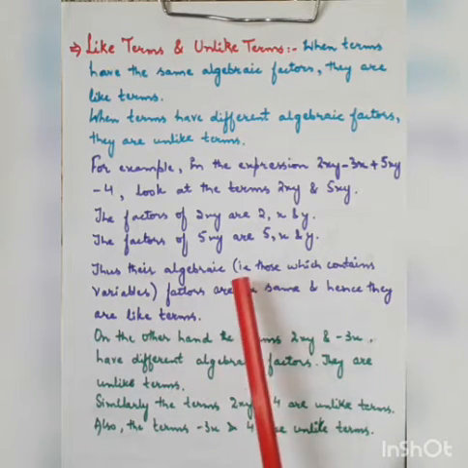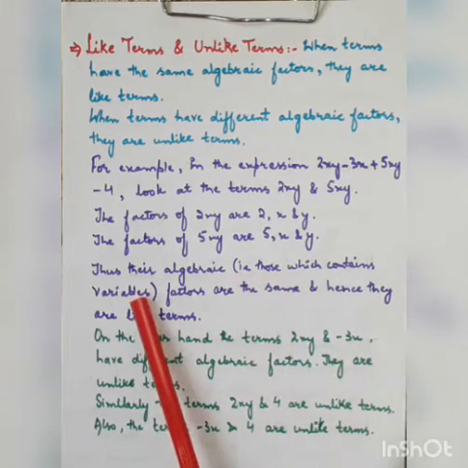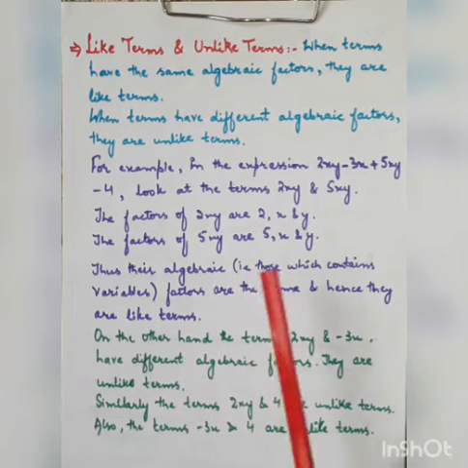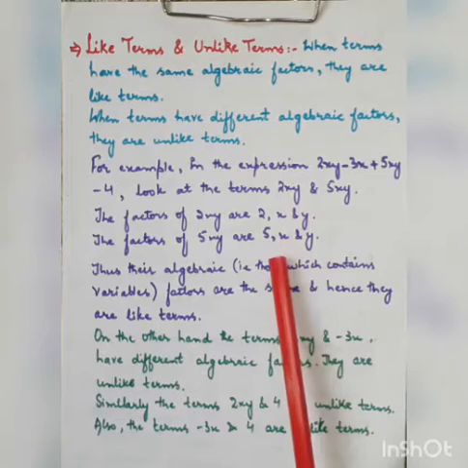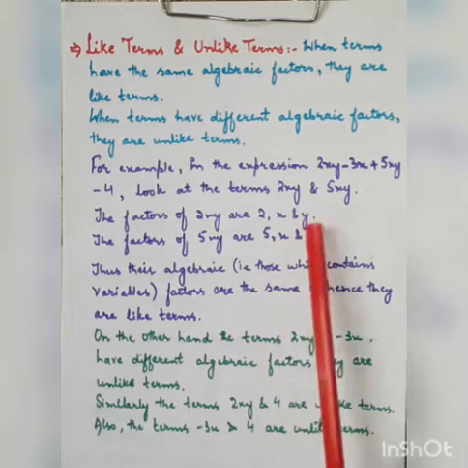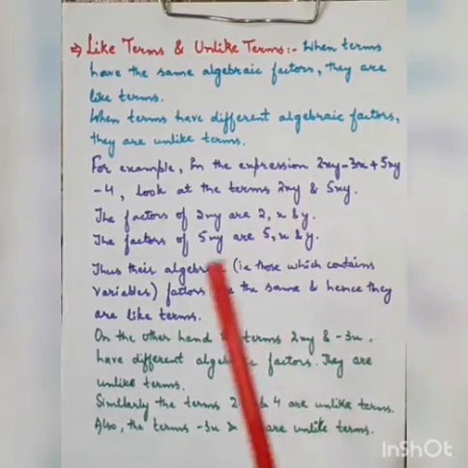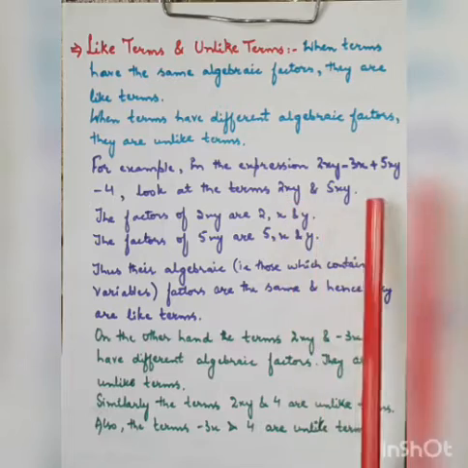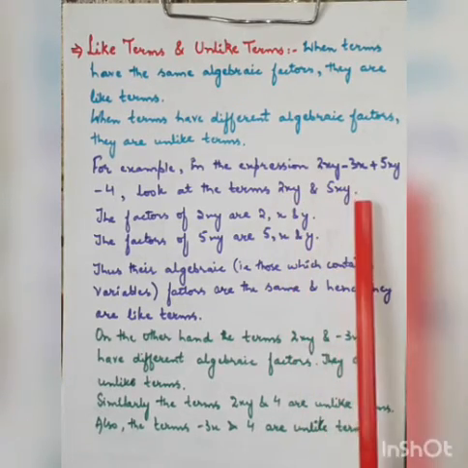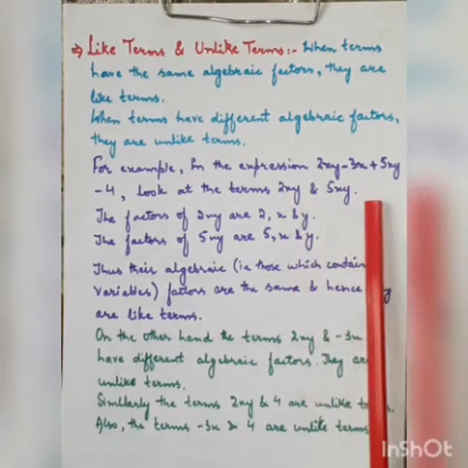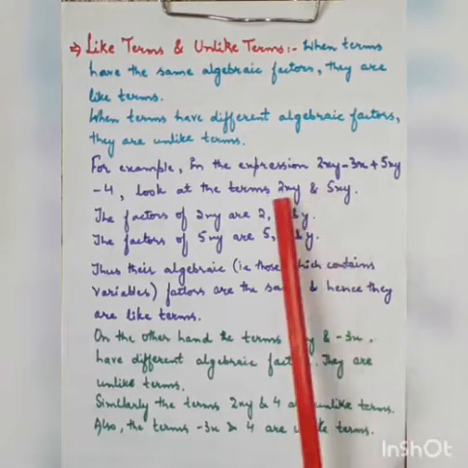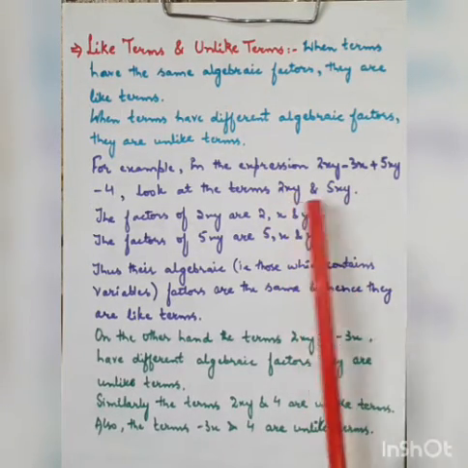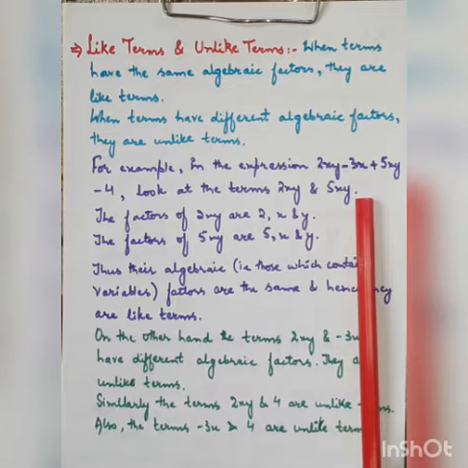Algebraic factors are those factors which contain variables. Here these algebraic factors are same, hence they are like terms. 2xy and 5xy are like terms because इनके जो algebraic factors है, यानी xy इसमें भी है और xy इसमें भी है, so ये like terms है. Clear? कोफिशिएंट का इक्वल होना जरूरी नहीं है, बट ये जो वेरिएबल्स है ये बराबर होने चाहिए, सेम होने चाहिए.